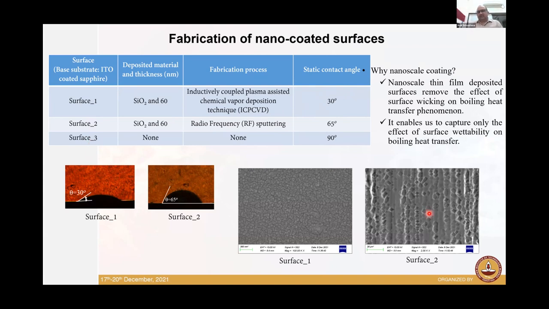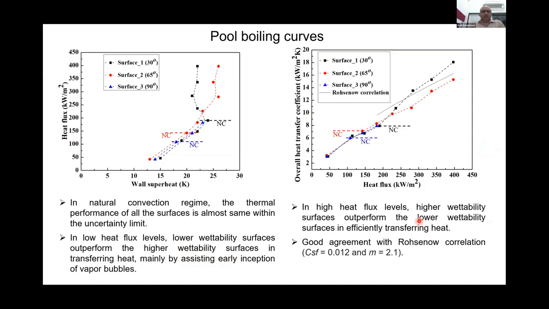These are some of the SEM images of surface one and surface two. So we conducted similar experiments and came up with pool boiling curves. In the natural convection regime, this NC denotes the natural convection regime for these three surfaces. The thermal performances of all the surfaces are almost within experimental uncertainty limits, which is understandable. However, at low heat fluxes, lower wettability surfaces outperform the higher wettability surfaces.